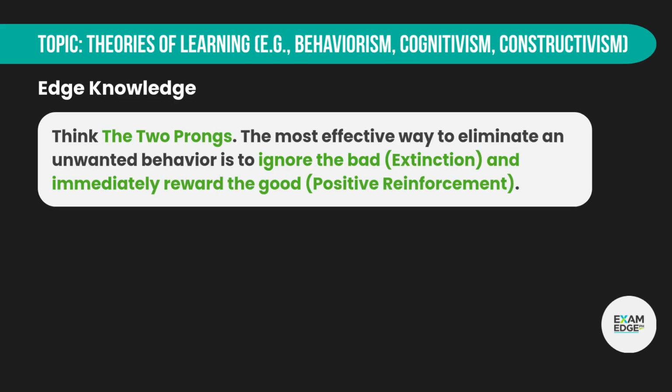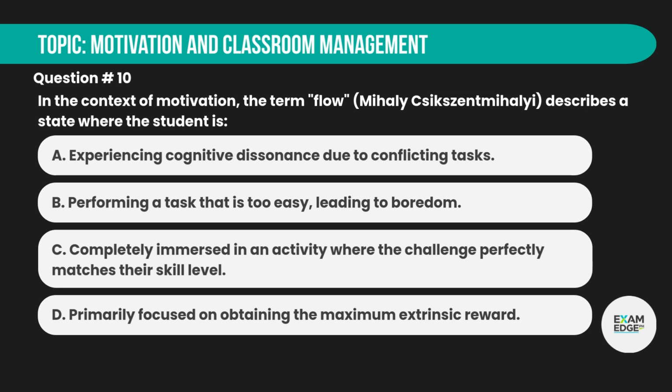Edge knowledge. Think the two prongs. The most effective way to eliminate an unwanted behavior is to ignore the bad, extinction, and immediately reward the good, positive reinforcement. Question number 10.